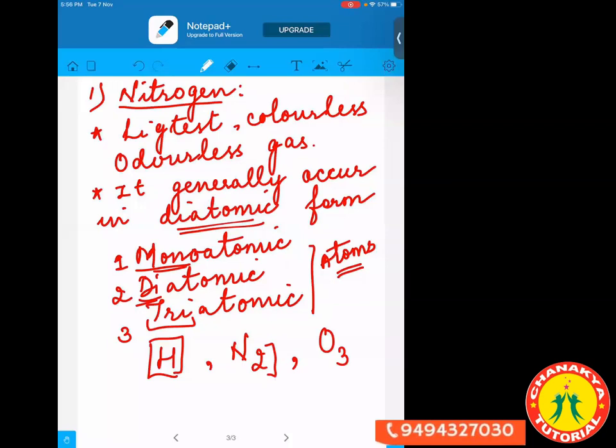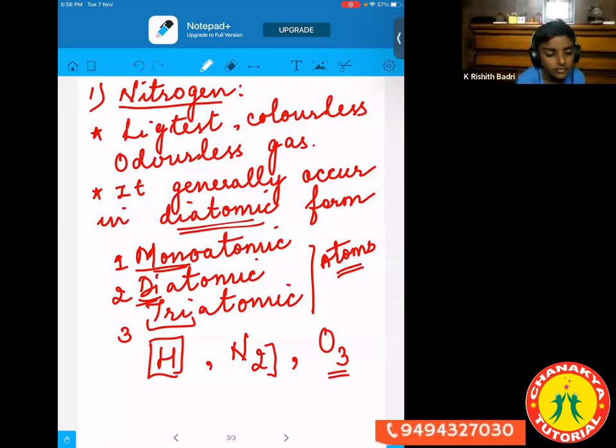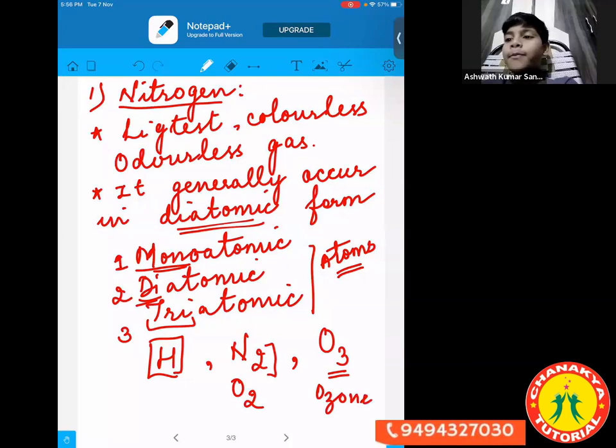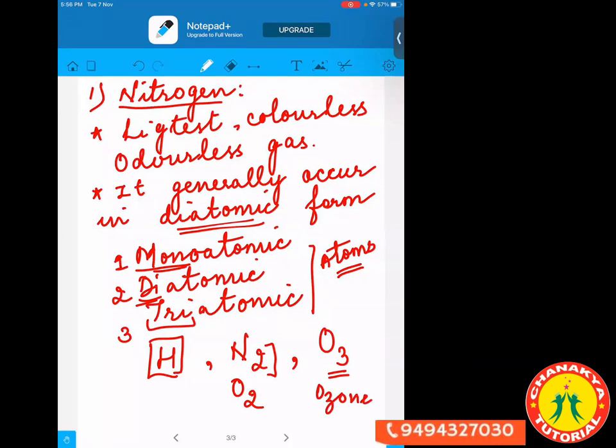So the second point is it generally occurs in the diatomic form. It means 2 nitrogen atoms will always be attached with each other. And the last one is O3. You know what is the name of the O3? Is it oxygen? No. Oxygen is O2. O2 is also a diatomic. Ozone. Very good. Who answered that? Ozone? Ashwat. Very good, Ashwin. So O3 is ozone. Yesterday we discussed a lot about it, right?